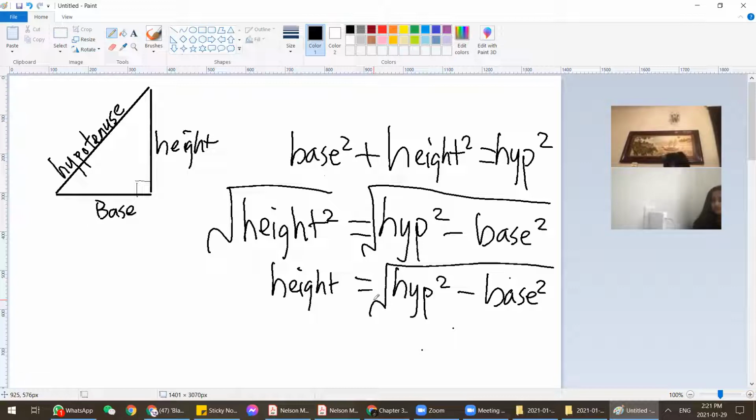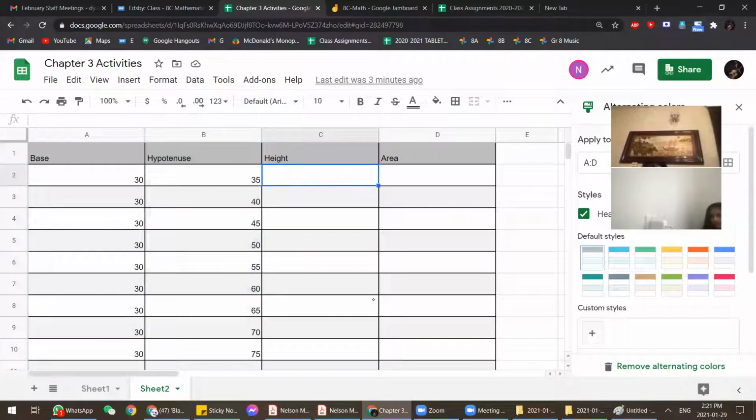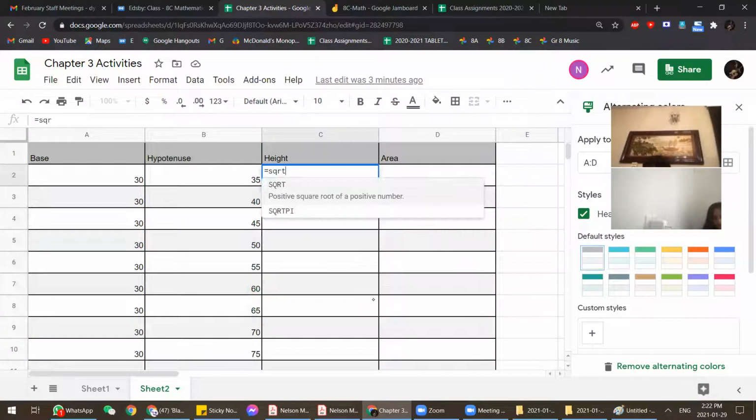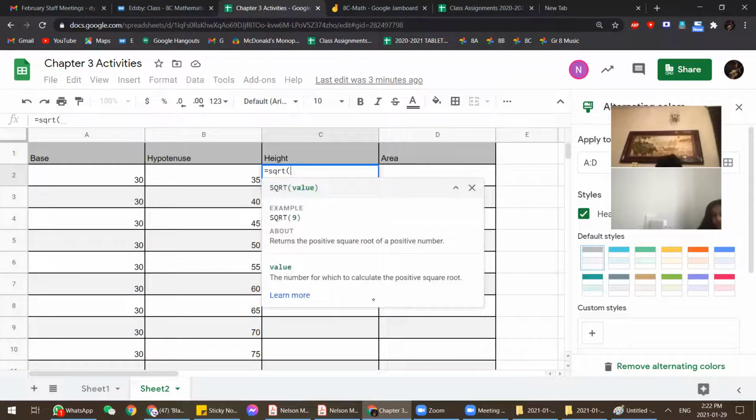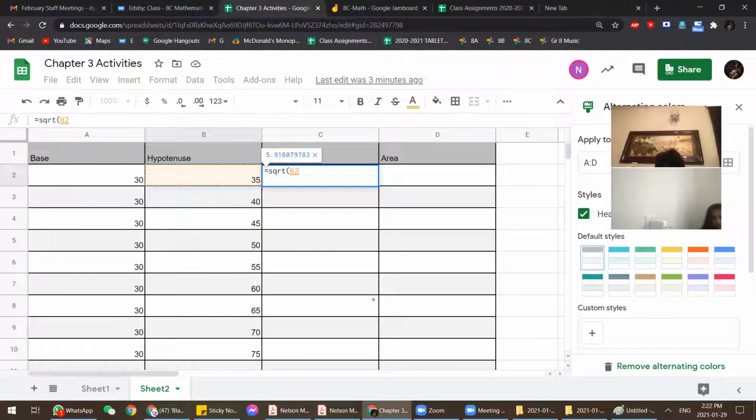That's easy. But how do we convert this into Excel, right? Let's take a look. So equal square root, SQRT. Let's hope that we can do that. Square root of hypotenuse squared. How do we write square? Anyone? A2. Square. Shift 6.